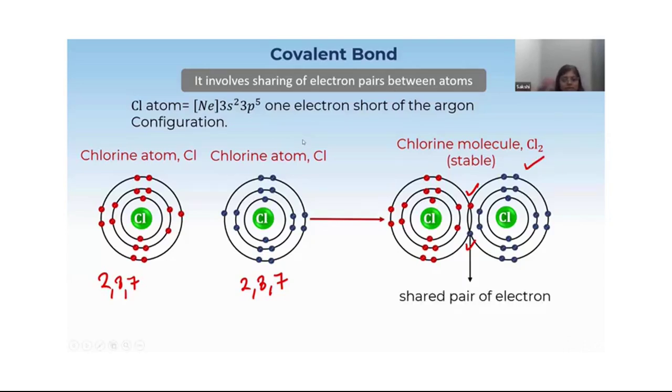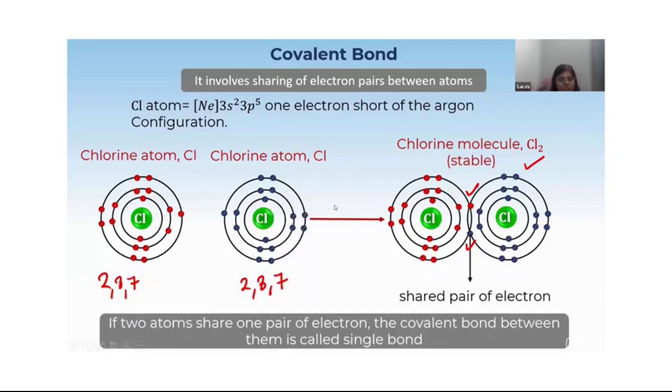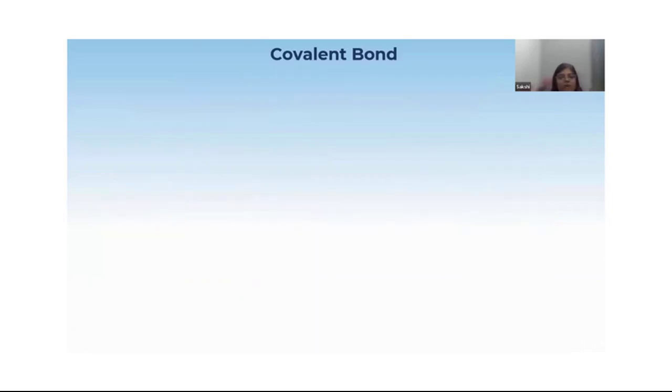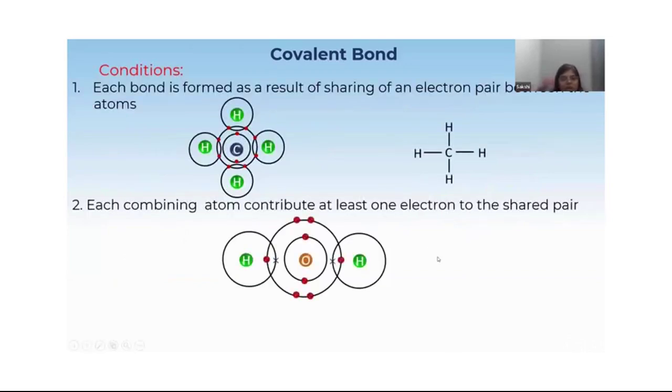Now let us move on to the next slide. If two atoms share one pair of electrons between them, the covalent bond between them is called a single covalent bond. Here each bond is formed as a result of sharing of an electron pair. It's not a complete transfer of electrons, but a sharing of an electron pair. And any atom is contributing at least one electron.